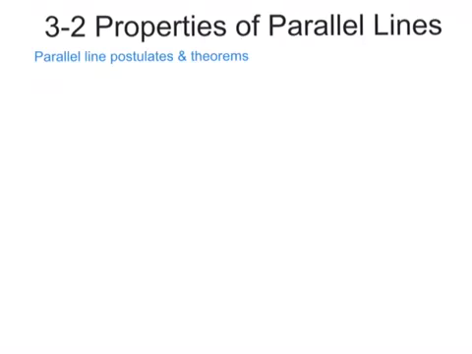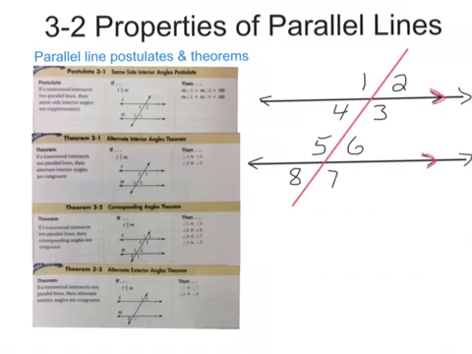We have 4 different statements or postulates and theorems that talk about these relationships with our angles. So let's go ahead and put them up here. The first statement we're going to talk about is postulate 3-1, which is called same side interior angles postulate. And same side interior angles postulate says if a transversal intersects 2 parallel lines, then same side interior angles are supplementary.